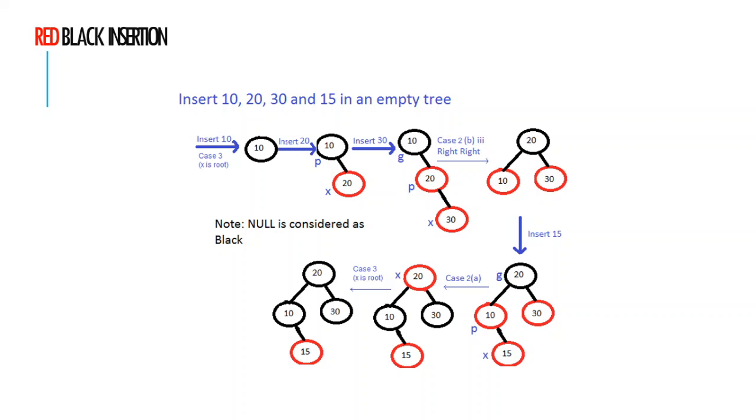And if you do some coloring now, as you can see, the new elements were red, but now 20 becomes a node and is black, and 10 and 30 become red because they're the new nodes, and we don't want a root node red. The null is considered as black, as you can see.